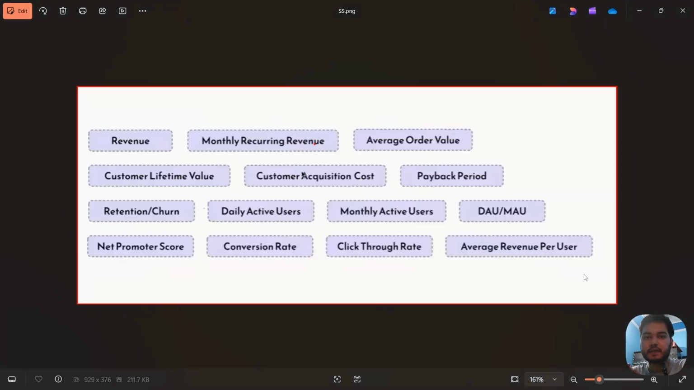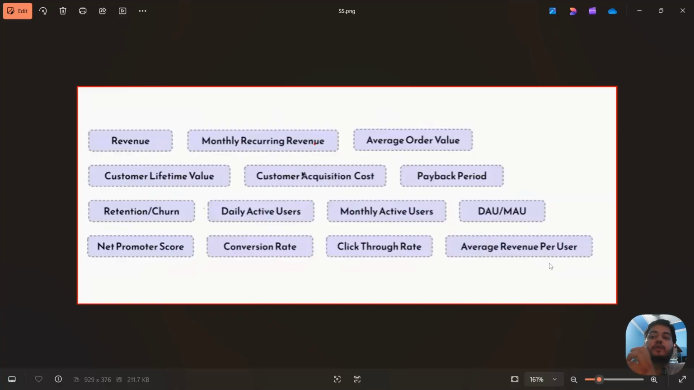Now we are going to discuss the product metrics that we need to look at. These are some popular metrics that you have to keep in mind. The first one is revenue. The total income generated from selling products or services over a specific period of time is your revenue. The predictable revenue a business earns every month from recurring subscriptions is your monthly recurring revenue.